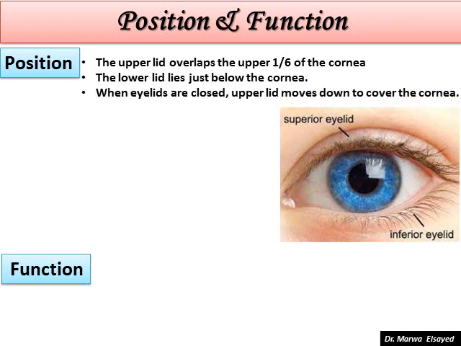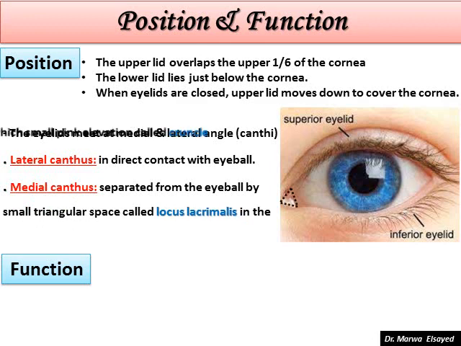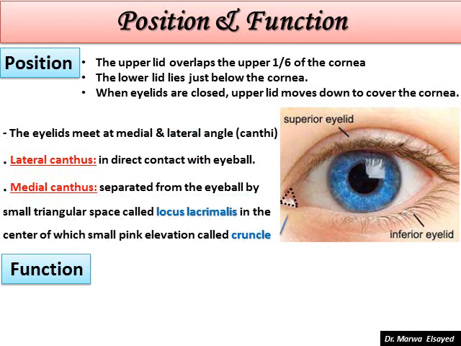Both upper and lower eyelids meet at the lateral canthus, which is in direct contact with the eyeball, and the medial canthus, which is separated from the eyeball by the lacus lacrimalis. There is a central pink elevation in the lacus lacrimalis called the caruncle.